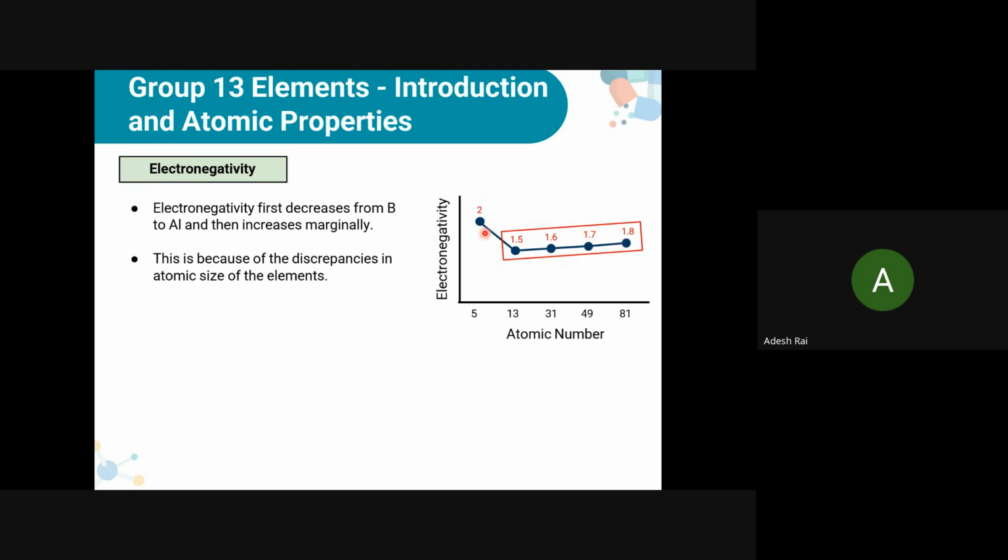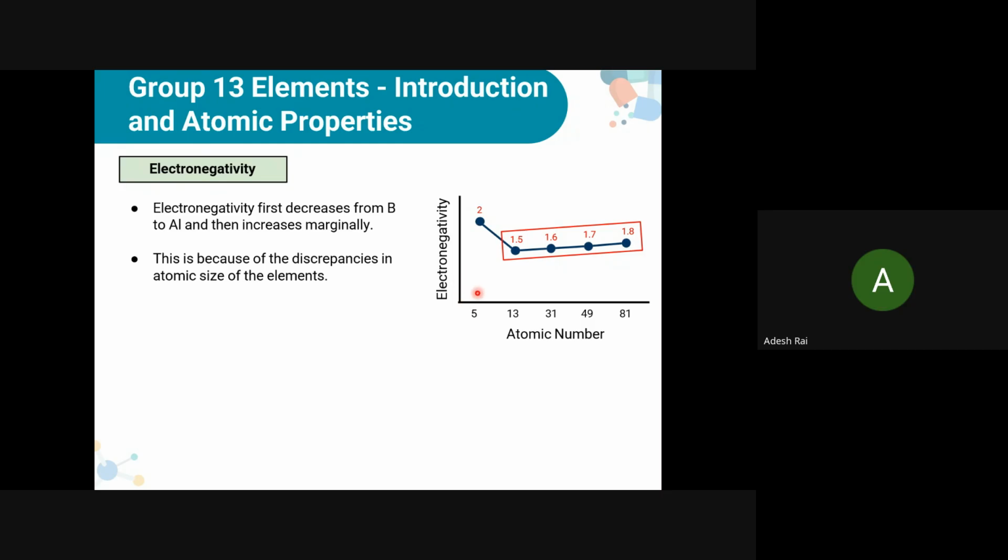And what is the reason behind that? The reason is the discrepancy in the atomic size of the elements. Because we have seen that there is an aluminum-gallium size difference, and an indium-thallium size difference. As a result, the electronegativity value gets influenced. So just remember that for the boron family there is this trend. For other families, the trend is not vague, it's proper.